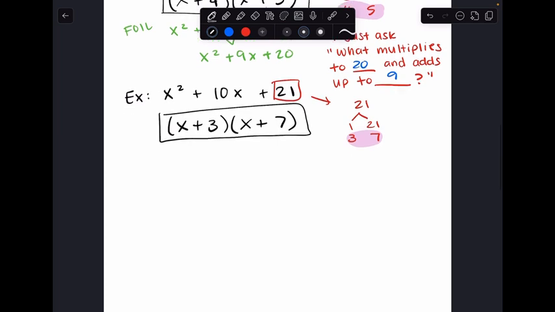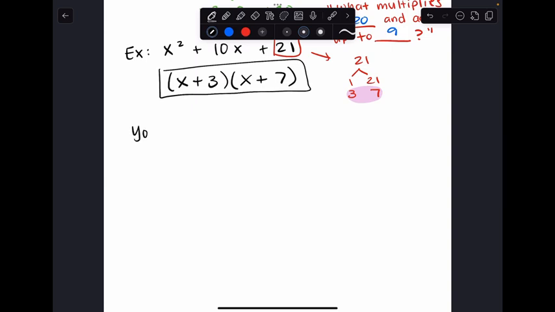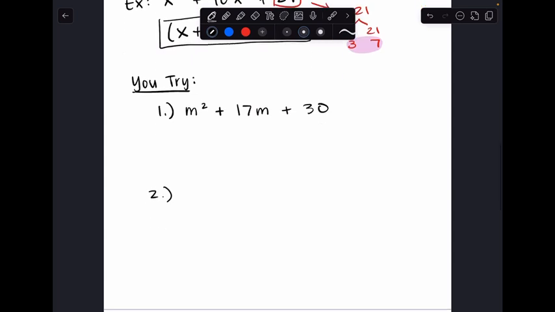Okay, so again, you can always check yourself by FOILing, but I'm going to go ahead and move on. I want you to try these few problems here. So let's say you have m squared plus 17m plus 30. All right. And then try this one, y squared plus 14y plus 45. Okay, so you can go ahead and pause the video and then unpause it after you have solved both problems.